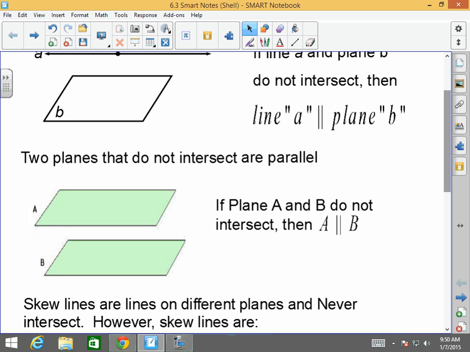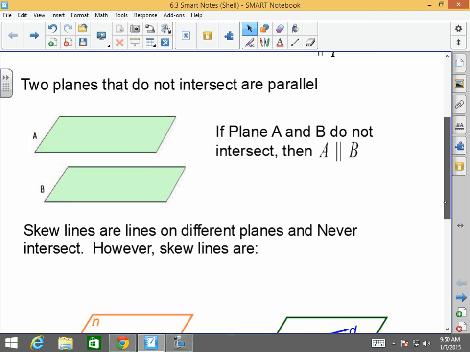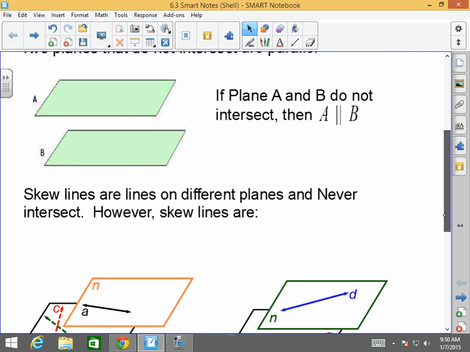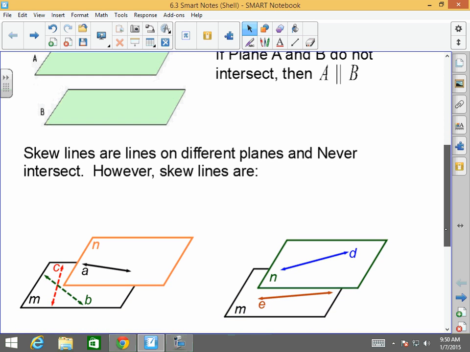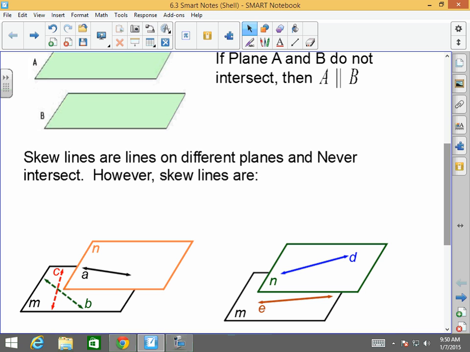Now, here's where things get a little bit complicated. Skew lines, okay? Skew lines, if you remember, are lines that are on different planes and never intersect. So here's where the confusion comes. When people hear they don't intersect, they say, oh, okay, they're parallel. No. Skew lines are not parallel, and skew lines are not coplanar.